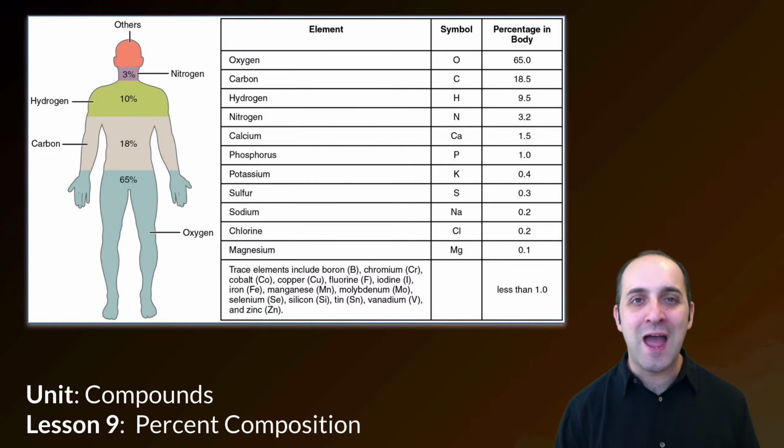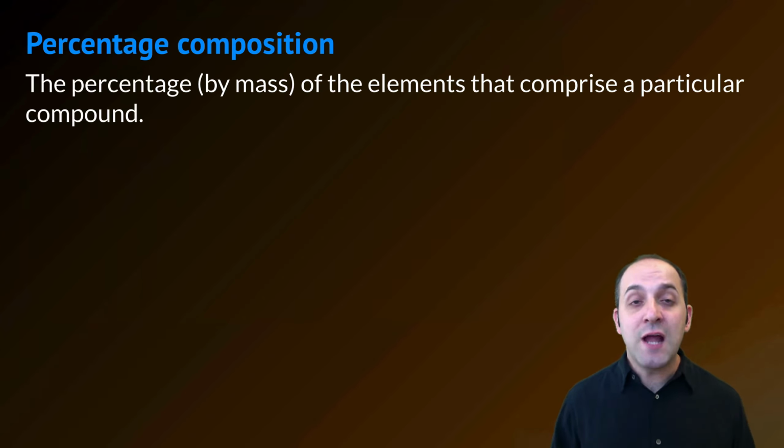Hi, and welcome to Lesson 9 of our Compounds unit. Here in Lesson 9, we're going to continue our mathematical relationships among compounds and formulas by talking about percent composition. Percent composition is simply the percentage by mass of the elements that comprise a particular compound.